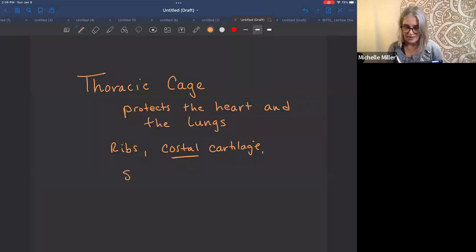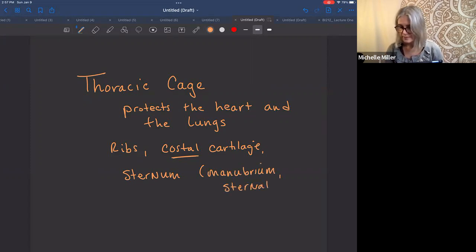And then we have the sternum, which actually has 3 components. So it has the manubrium, the sternal body, and what they call the xiphoid process. Okay, so let's look at an image of this.